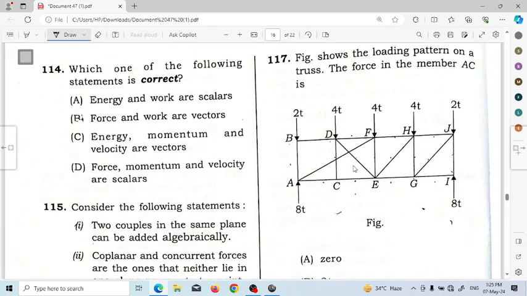Next, question number 114. Which one of the following statements is correct? Energy and work are scalar. No, force and work are vector. Energy, momentum, velocity are vector. So option C is the correct answer. Energy, momentum, and velocity are vector.